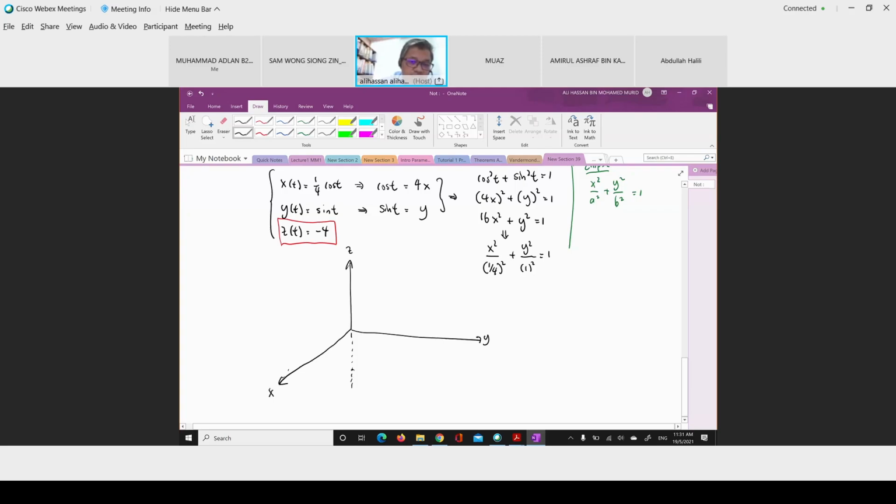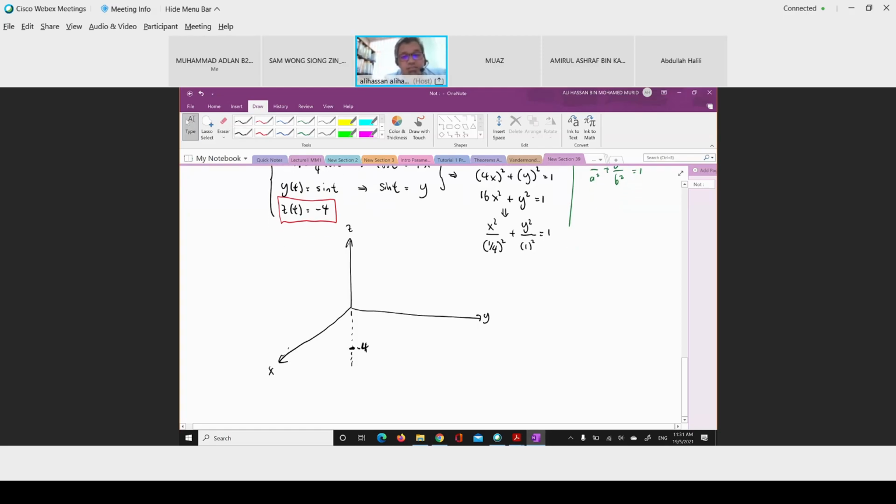Let's label this as -4. So we want to sketch this ellipse on the plane z equal to -4. It is a horizontal plane, right? This is a horizontal plane. On the xy plane, x is equal to 1/4, y equal to 1. On the xy plane, it is an ellipse that looks something like this.